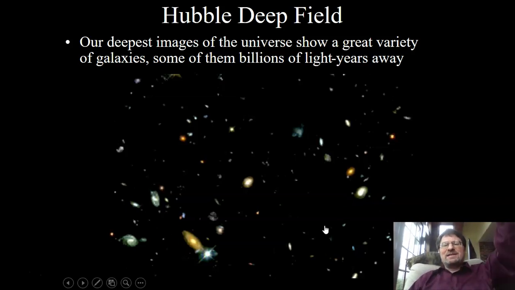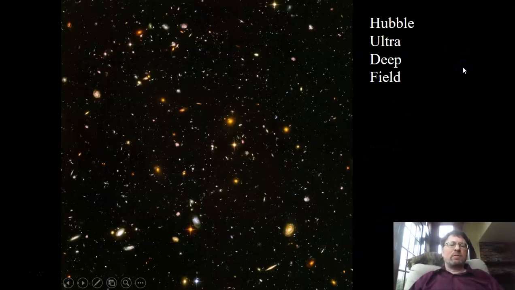So it's this tiniest little patch in the sky, and what do you see there? You see thousands of galaxies. This experiment was repeated with what's called the Hubble Ultra Deep Field, and again, it's in a different direction, but statistically you see the same thing. Thousands of galaxies that come into these three main categories that we're about to discuss.